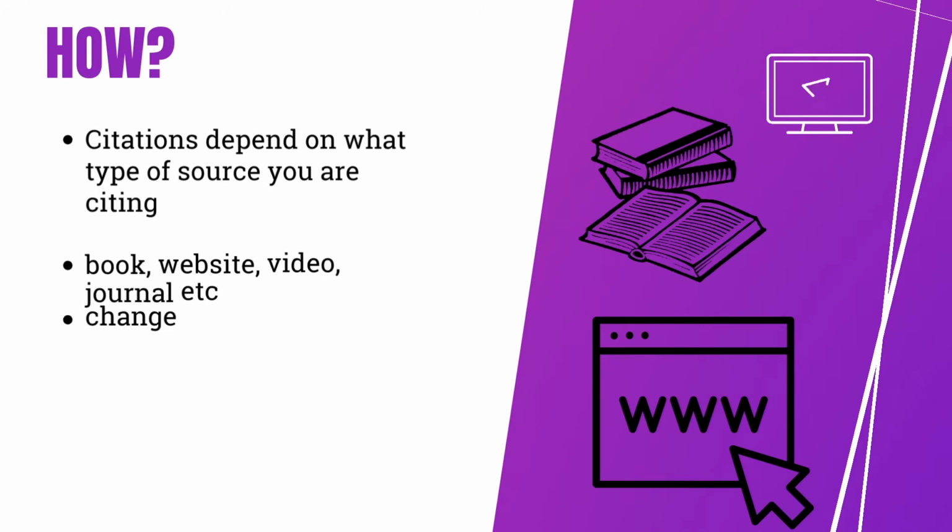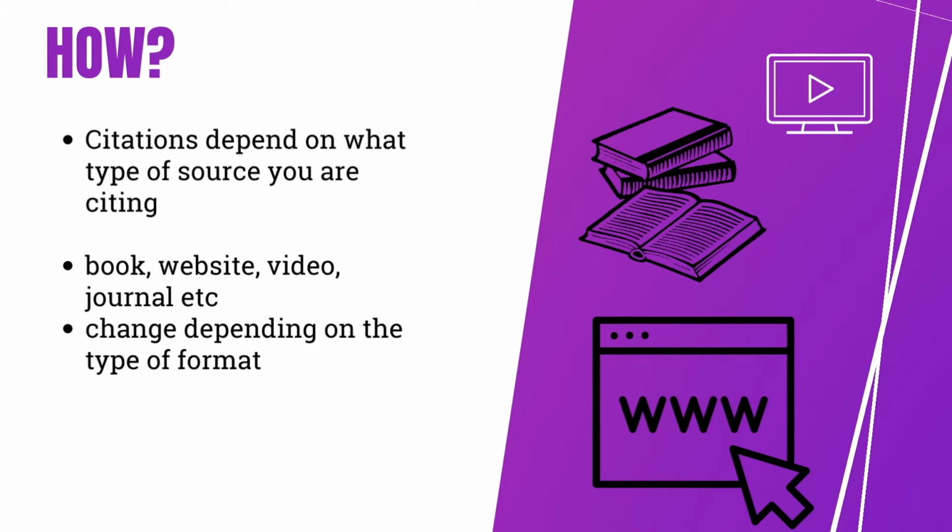Now let's actually talk about how to do so. When citing things, the citations will depend on what type of source you're citing, whether that be a book, a website, a video, a journal, an online journal, some stuff like that. Citations can also change depending on the type of format you're citing in. In this video, we'll be looking at MLA, but there's tons of different formats out there.